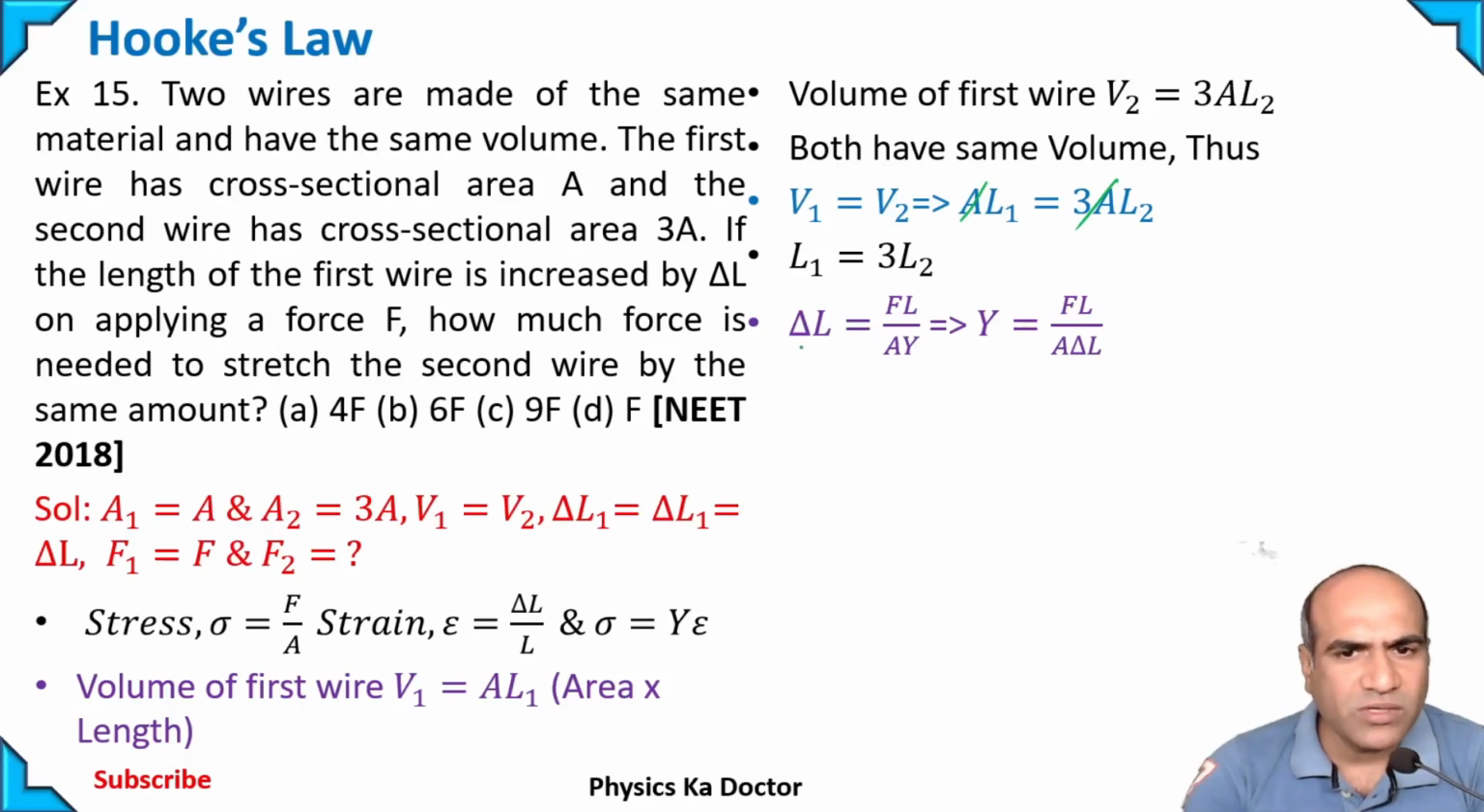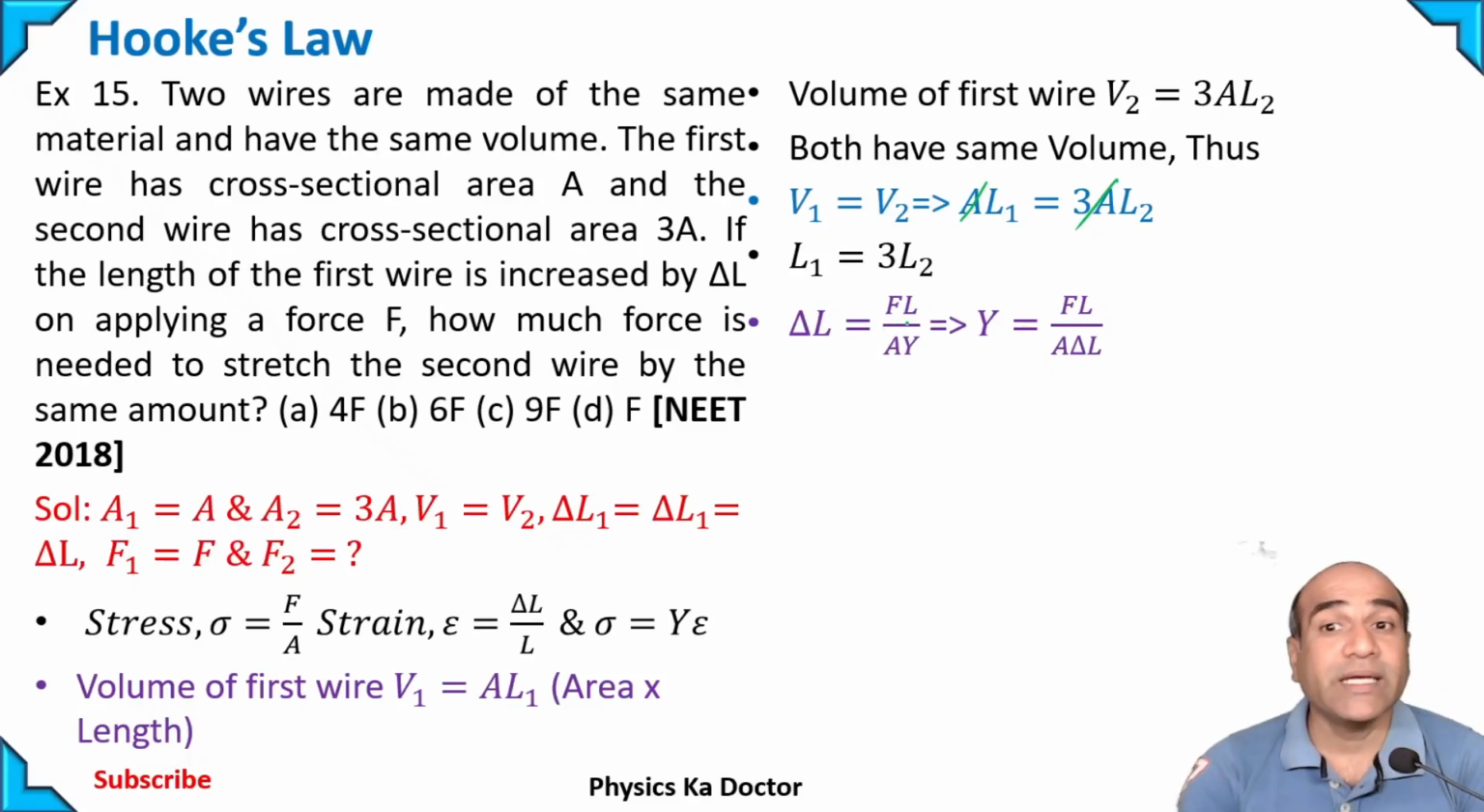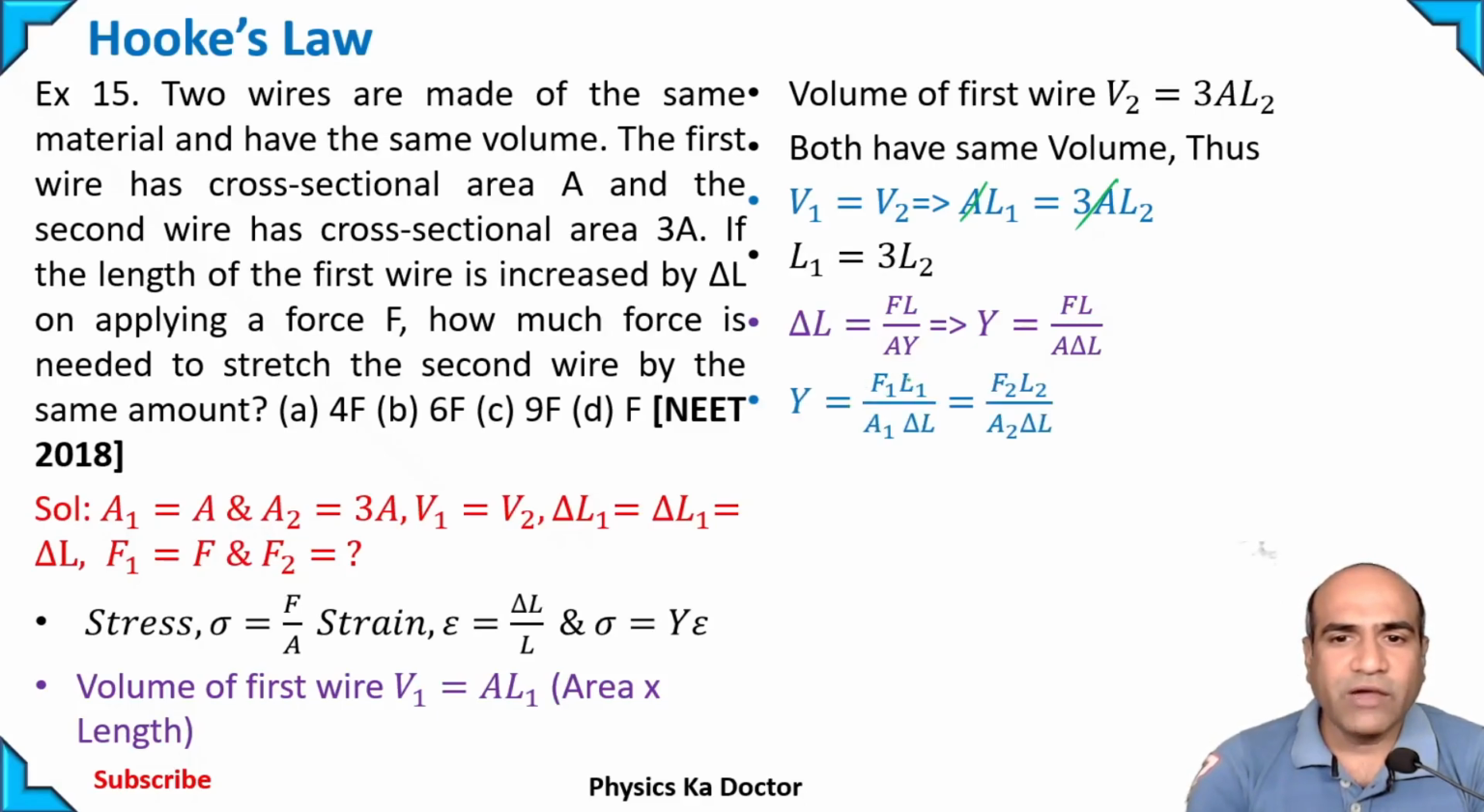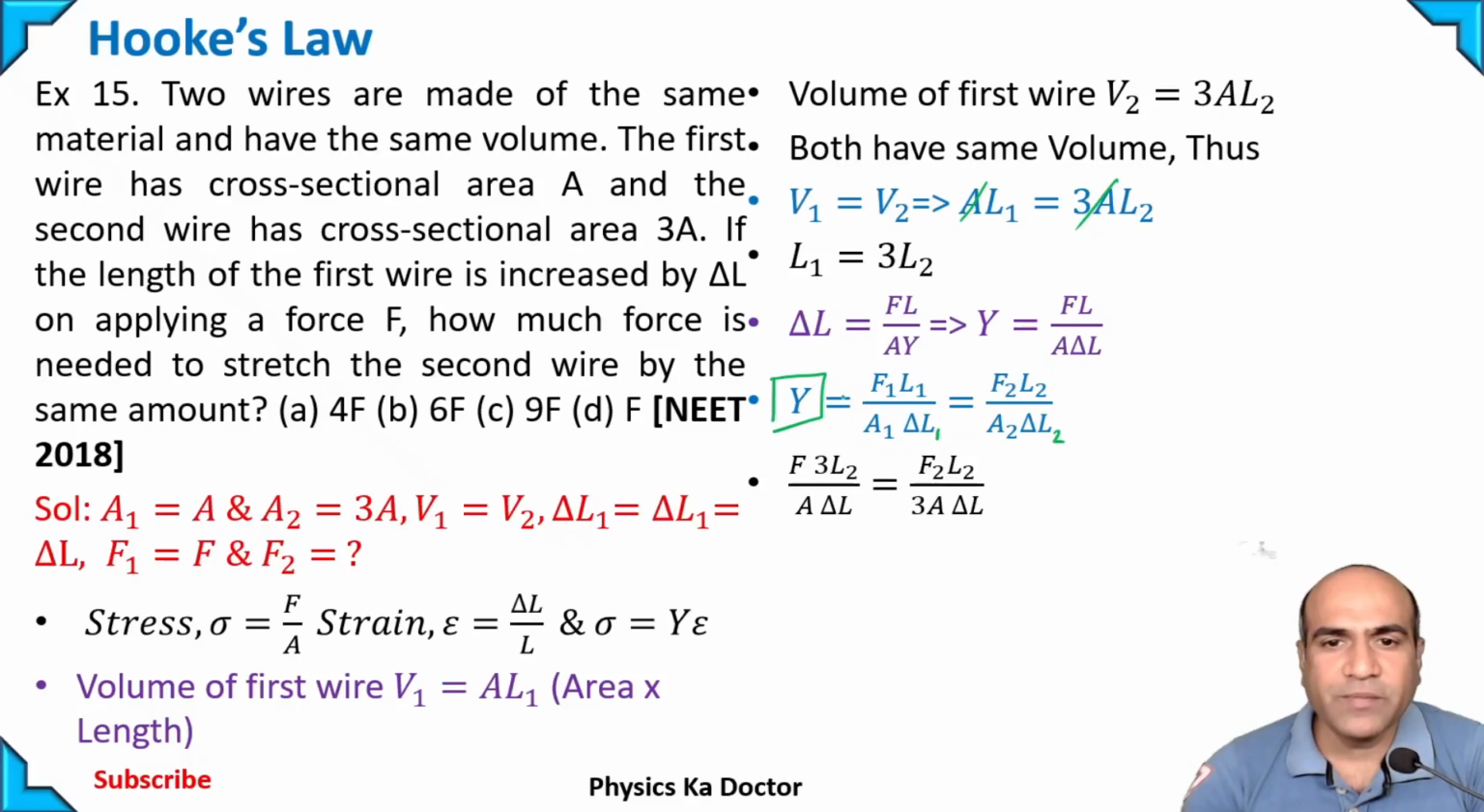Second relation we can find. See, in both the cases the increase of length delta L is equal. Therefore, we can write delta L equals F1 L1 by A1 Y, and similarly with 2. Both are equal. And it is also given the material is common, therefore Y is also common. We can put the values here. F1 is equal to F. What is F2?